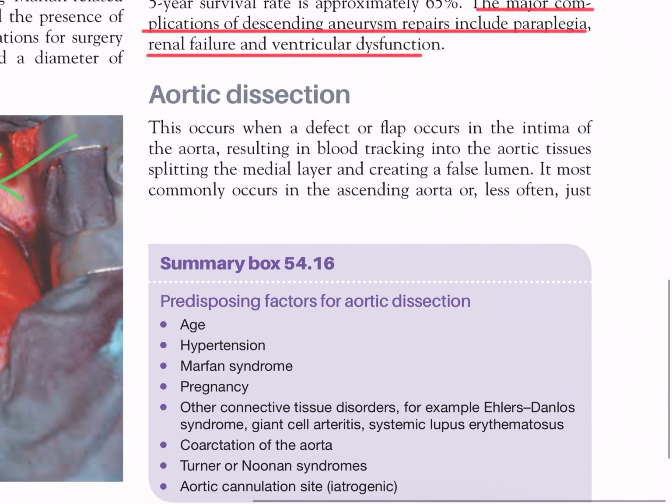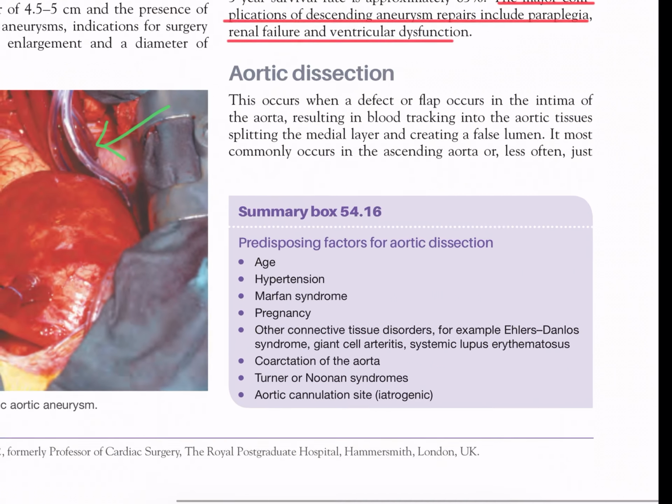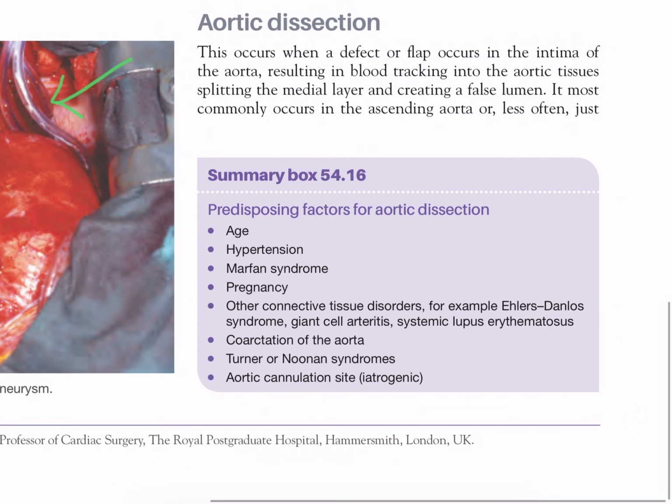Now coming to the second problem, aortic dissection. This occurs when a defect or flap occurs in the intima of the aorta, resulting in blood tracking into the aortic tissues, splitting the medial layer and creating a false lumen. It most commonly occurs in the ascending aorta, or less often. Okay, before that, we'll see summary box 54.16.